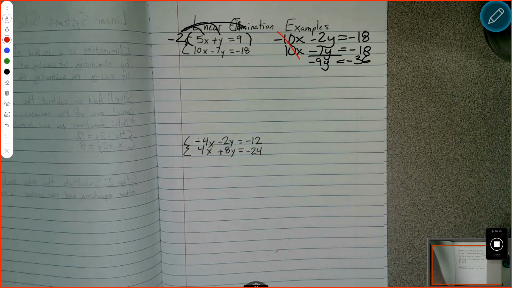Divide by -9. Yes, divide by -9. We're going to divide by -9. The -9 will cancel, and I'm left with y equals 4. Wow, that was pretty quick. So now, how do I find the x value once we find the y value?